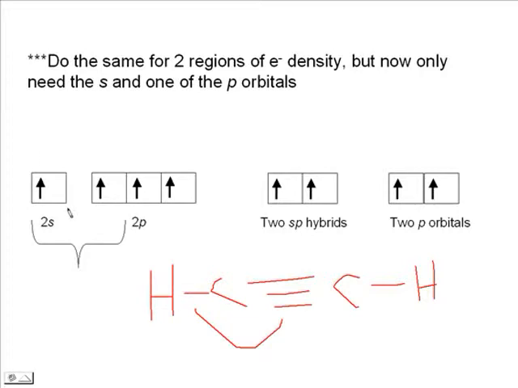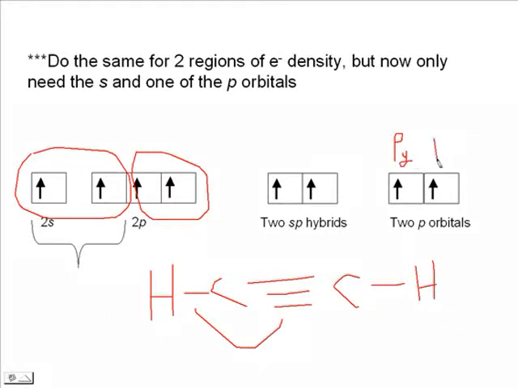So when I hybridize, 2 regions means hybridize the s and just one of the p's. Again, go back to that hybridization PowerPoint if you need to review. That leaves you with 2 p orbitals all by themselves. I used the px for the hybrid orbital, so what I've essentially got left over is a py and a pz.